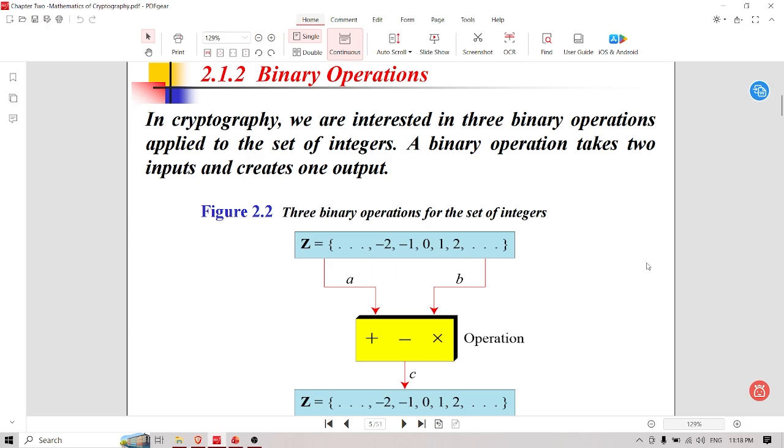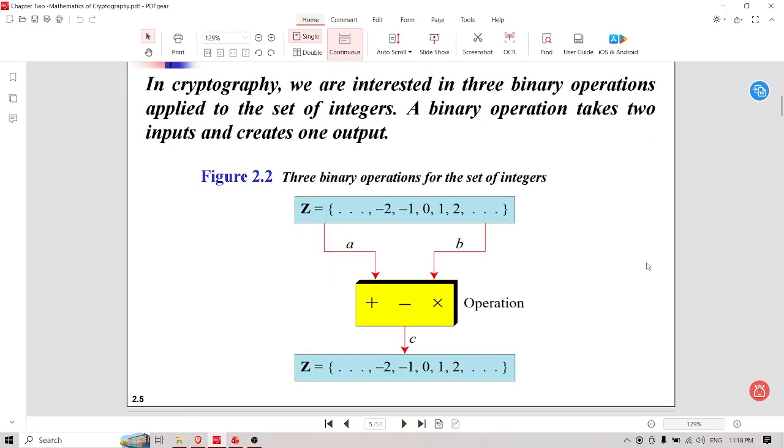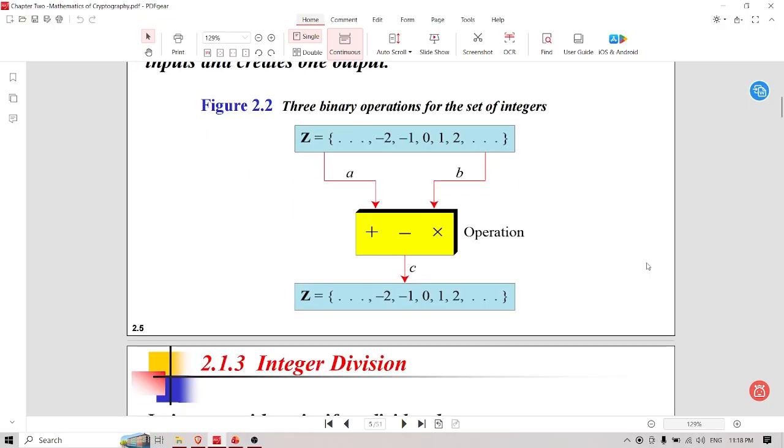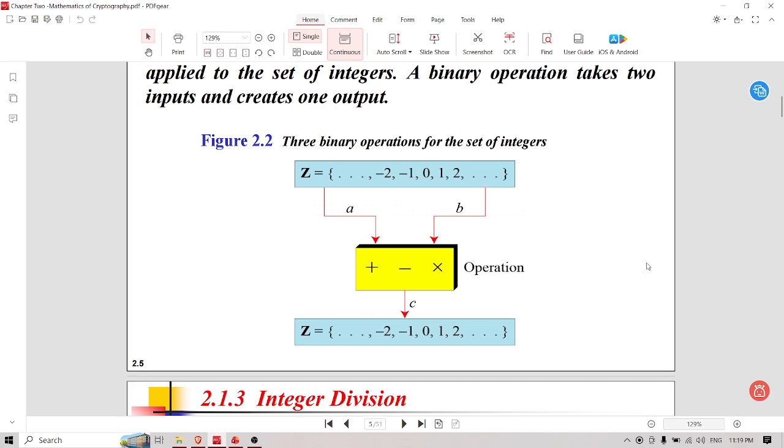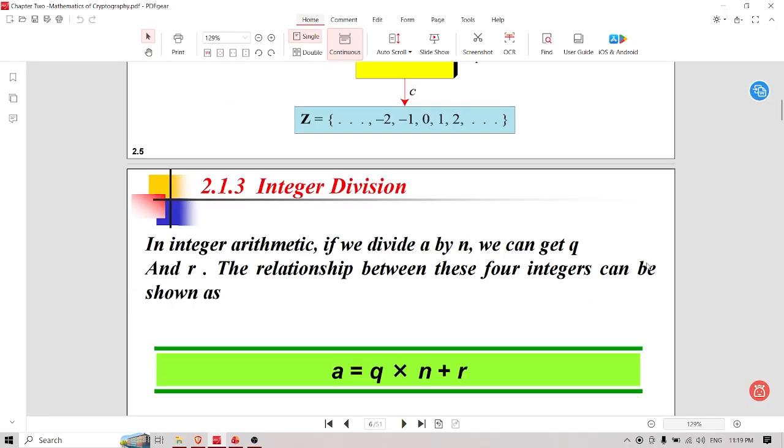Now, binary operations. In cryptography, we are interested in three binary operations applied to the set of integers. A binary operation takes two inputs and creates one output, as it is in the normal mathematics. The difference would be in here that we will not use divide, because it will give us the fractions and we will not need any fraction. And we will have our own way to deal with the division. And the binary operations that we are using would be addition, subtraction, and multiplication operations.